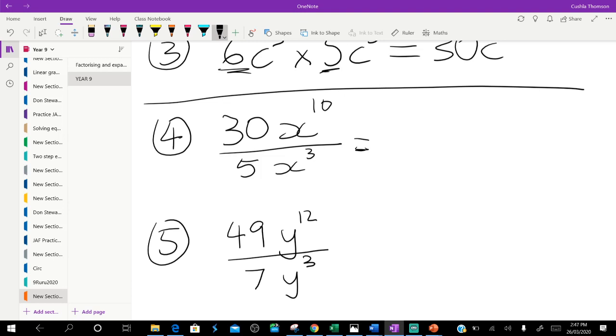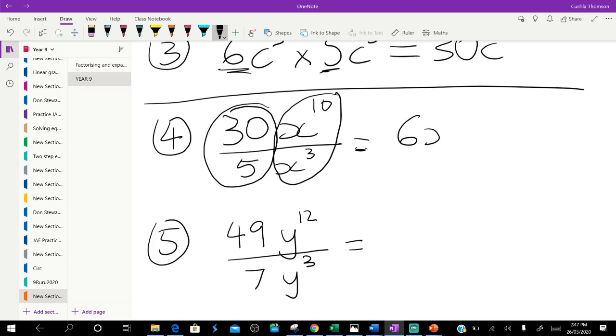So just let's have a look at how they go. I'm going to model those two for you first, and then I'm going to give you some. So here we look at the numbers first and we look for a common factor. So 30 divided by 5 gives me 6, and then here I've got x to the power of 10 divided by x cubed, so that's x to the power of 7. This one here, looking at the numbers, I'm going to have 7y to the power of 9.